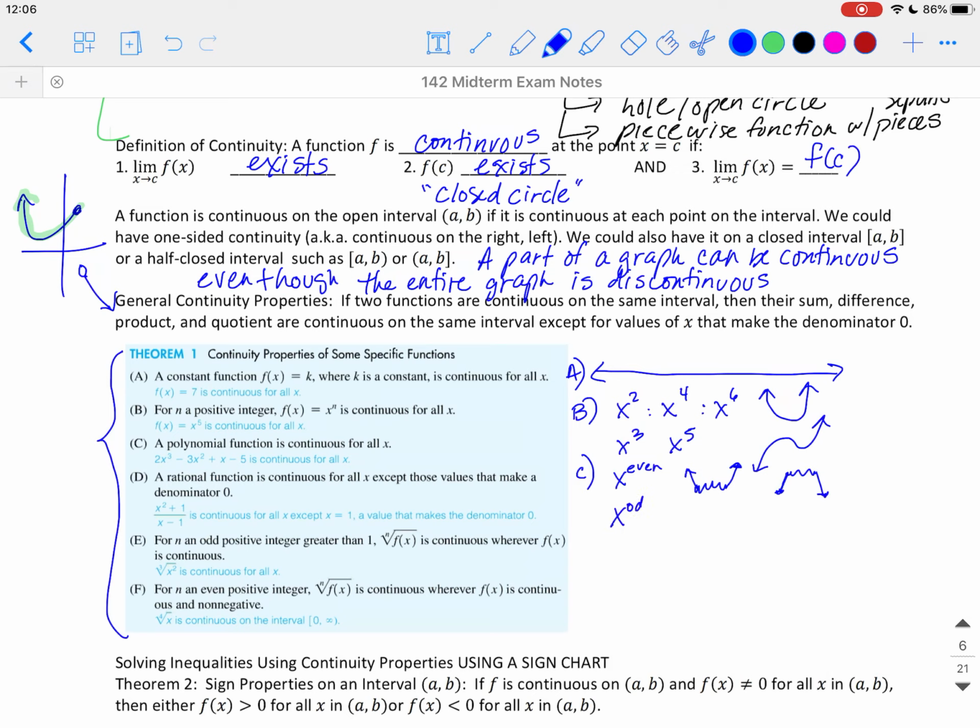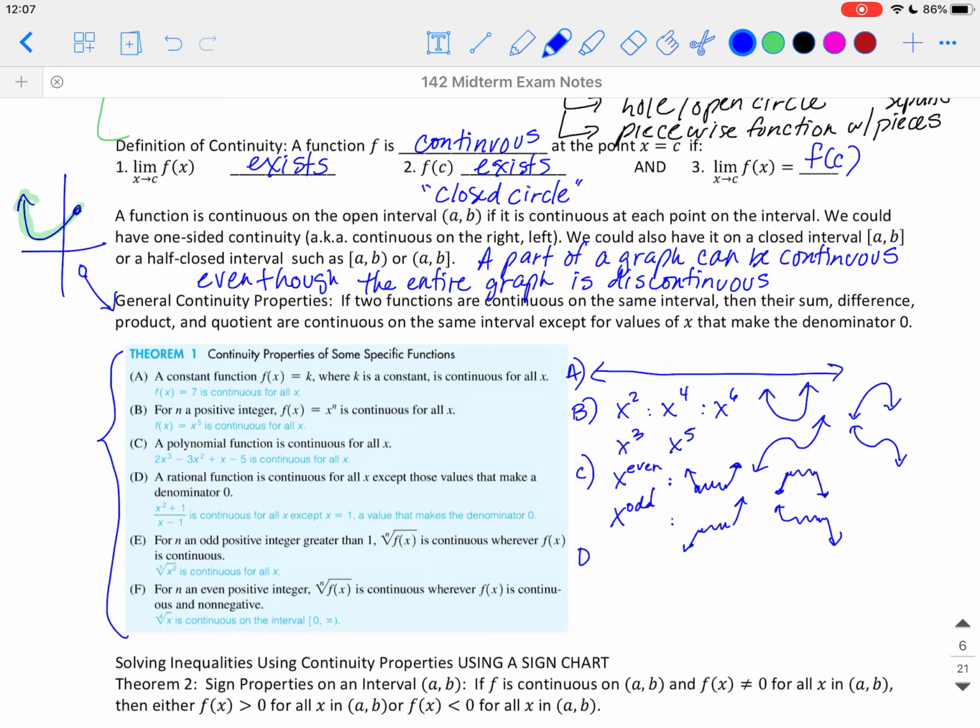And x to the odd power, same thing with these. If it's a negative, this will be upside down and this will be reversed. So b and c are technically saying the same thing. If it's a high power, I should just do this right here. And if it has a negative in front of it, something's going on in the middle like this.